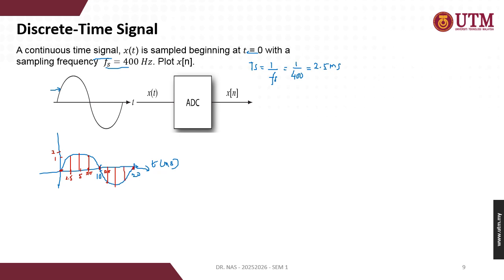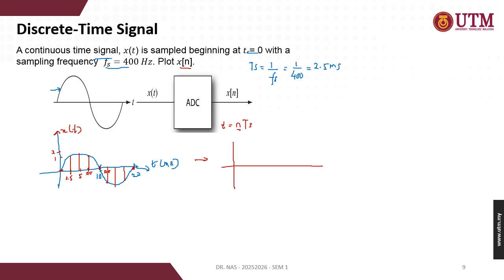But this signal is still in time domain, x(t), while the question asks you to plot x(n). Since the definition just now is t equals n Ts, and we have calculated Ts equal to 2.5 millisecond, let's see how many samples you have.